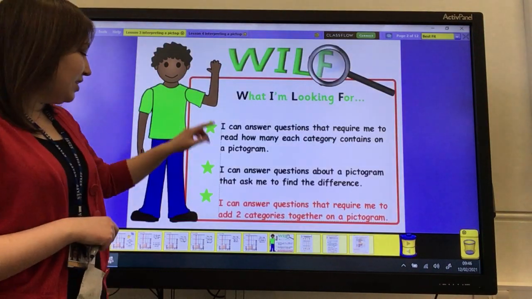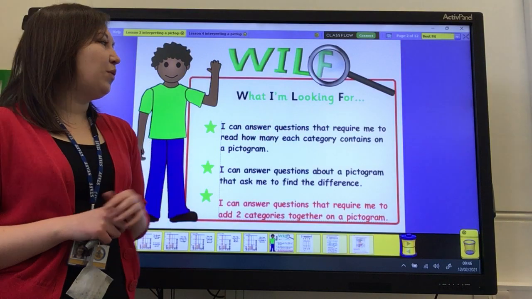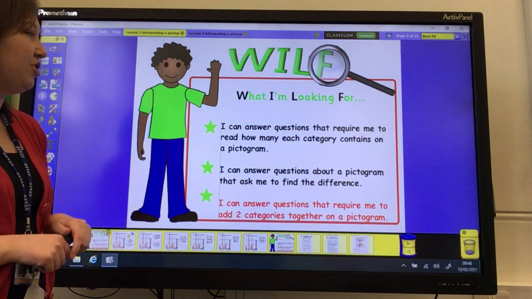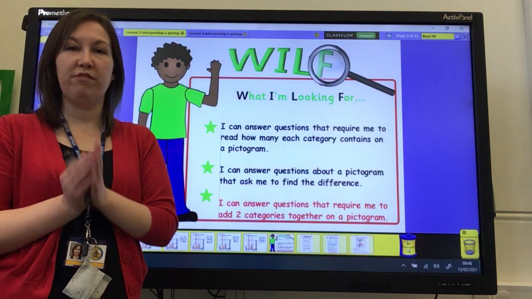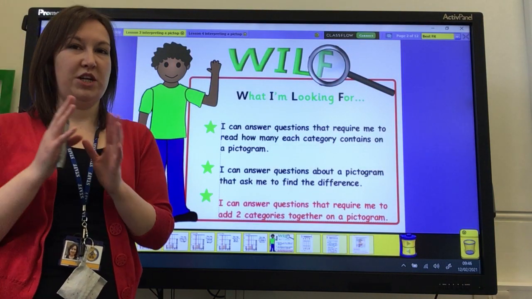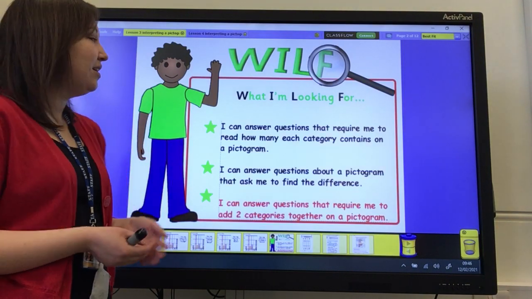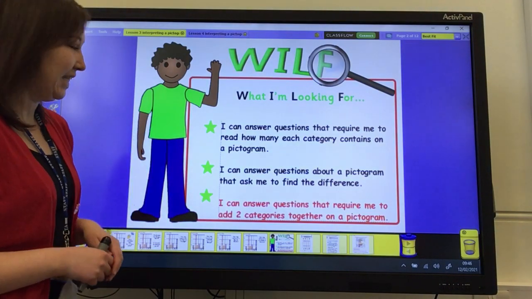Now, today, our Wilf, I can answer questions that require me to read how many each category contains on a pictogram. So that is just reading the numbers and the information that you can see in front of you, and I know that you did a brilliant job of that on Monday, so I think that you will do a fantastic job with this today.